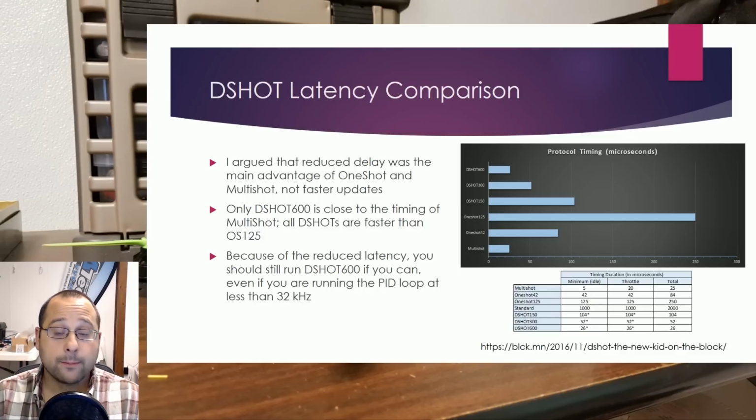Shorter pulses mean you can send them more often, but you don't have to. Shorter pulses have an advantage even if you are only sending them every so often and not as often as you can. So you should still run Dshot 600 if you can, even if you're running the PID loop at less than 32 kilohertz, because the shorter pulses will give you a flight advantage. I feel confident saying that because I've demonstrated this by comparing OneShot to Multishot, and there's definitely an advantage. So I feel confident saying that there ought to be an advantage between, say, Dshot 150 and Dshot 600.